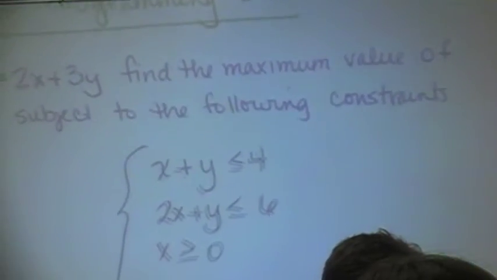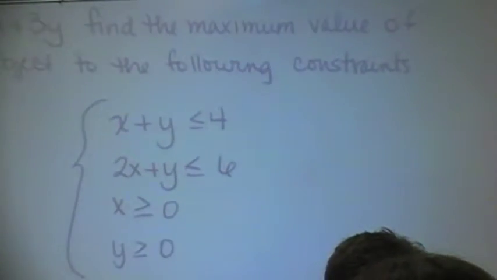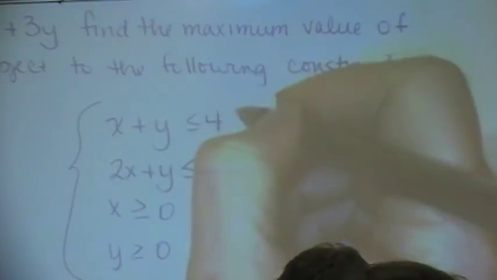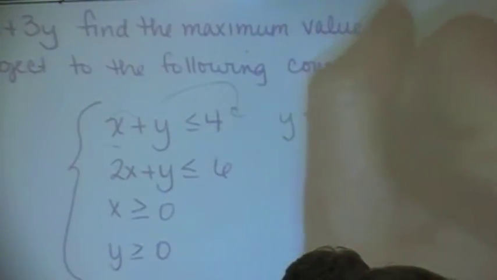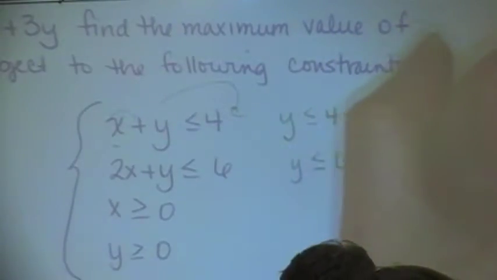I did just find out that you can graph things in standard form, but not anymore. So we're going to have to put these in y equals form. Easy enough. That would be moving this one. So it's going to be y is less than or equal to 4 minus x. And y is less than or equal to 6 minus 2x.